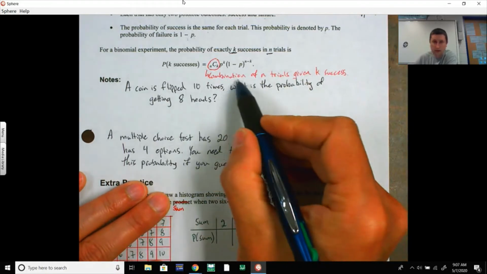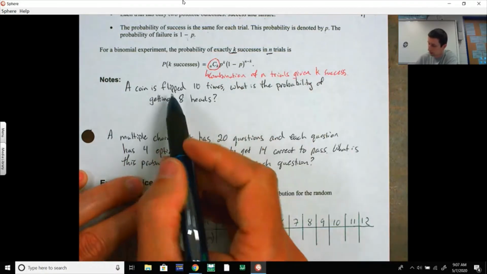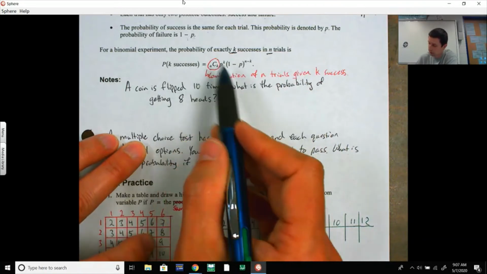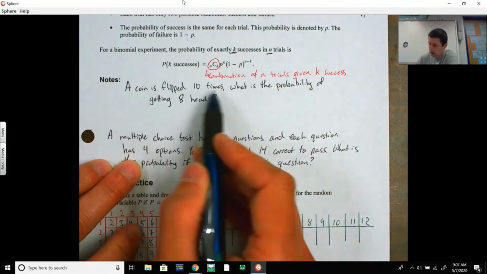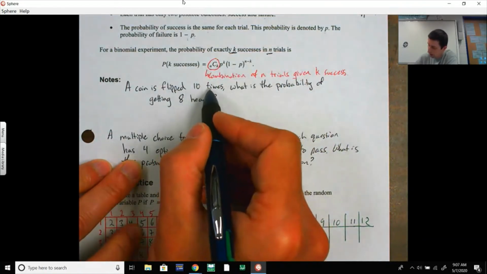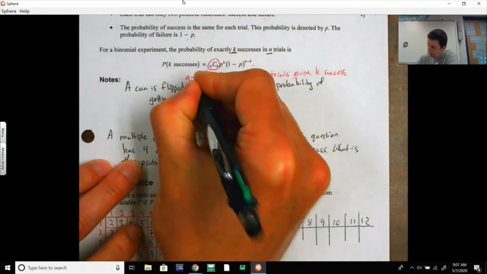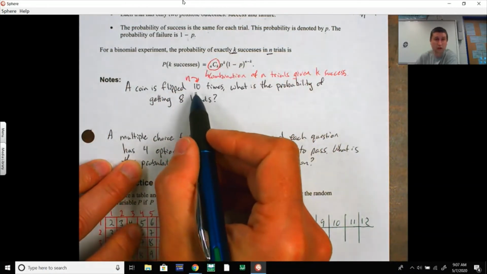So the combination of N trials given K successes. Let's look at this first one. We'll talk about this first part of the equation. There's 3 parts here. A coin is flipped 10 times. That is going to be your N. So N is 10, because we're doing something 10 times. That's how many trials we have.